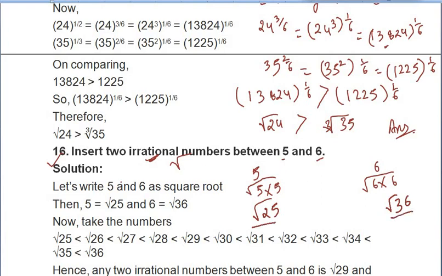Now you see I got under root 25 and under root 36. Between these two numbers I can find many irrational numbers, but I have to find only two irrational numbers. So under root 26 is one irrational number, under root 27 is also one, under root 28 is also one. So many are there up to 35. Any two we can select and that will be the answer.